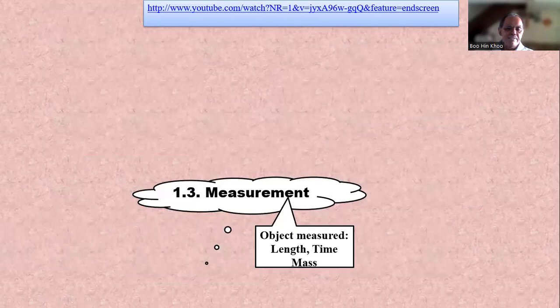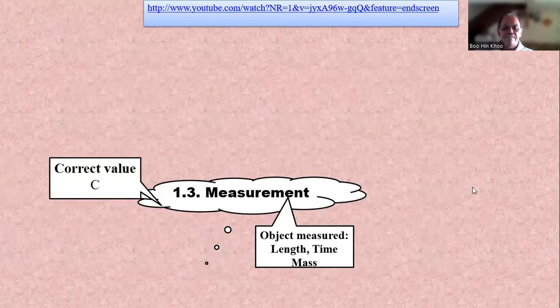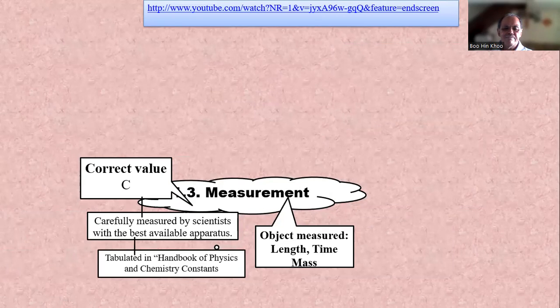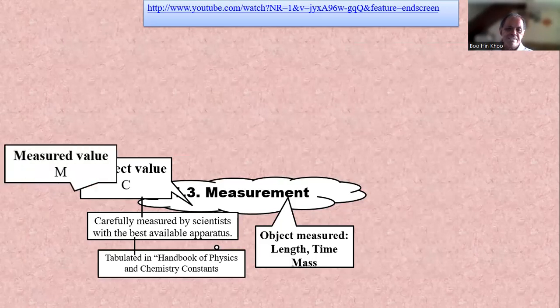So we can summarize it. Object measured can be length, time, or mass. And then there's what you call a correct value, carefully measured by scientists with the best available apparatus. Usually it's tabulated in handbooks of physics and chemistry. Example, g is the standard value which has been measured accurately, 9.81 for a particular place.